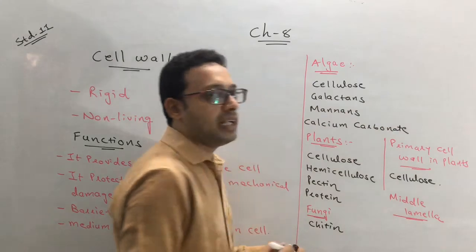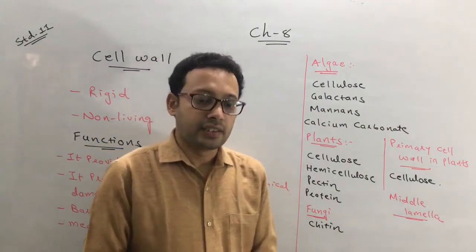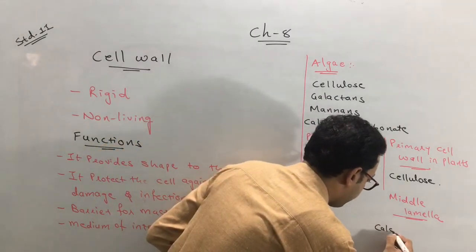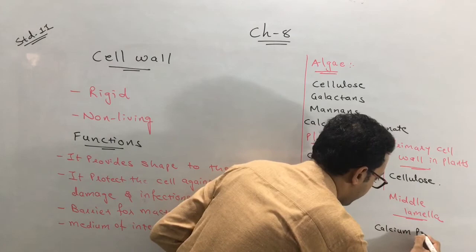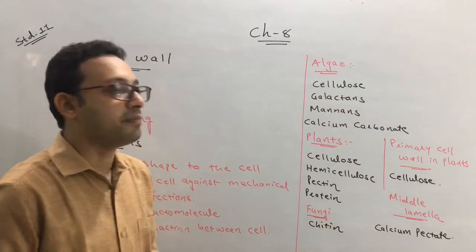The middle lamella can act as a glue, or it joins the cells. This middle lamella is made up of calcium pectate. This is the composition of the middle lamella.